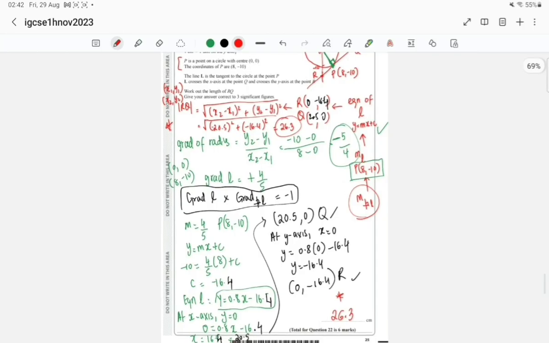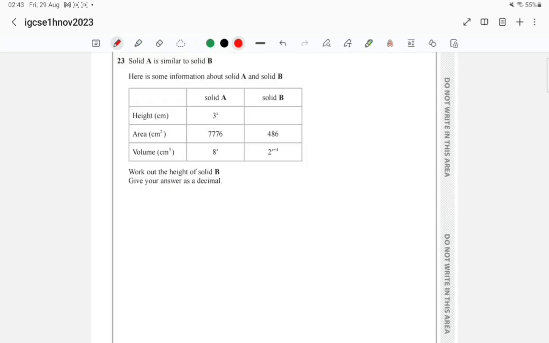Okay, quite a long question, but you get 6 marks for this question. So if you can reason step by step and show all your workings, you should be alright. Question number 23, solid A is similar to solid B. Here is some information about solid A and solid B. So we have height, we have area, we have volume. Only this part of the information which is given to me is useful for now.